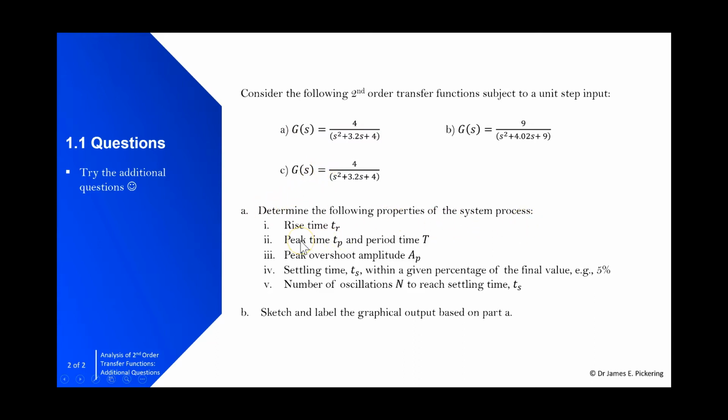The rise time, peak time and period time, the peak overshoot amplitude, the settling time of a given percentage, in these particular questions 5%, the number of oscillations that it takes to reach the settling time, and then based on this information that you've determined in part A, I want you to sketch and label the graphical output. A little hint for these initial questions: you're going to have to determine the natural frequency, the damping ratio and the damped frequency.